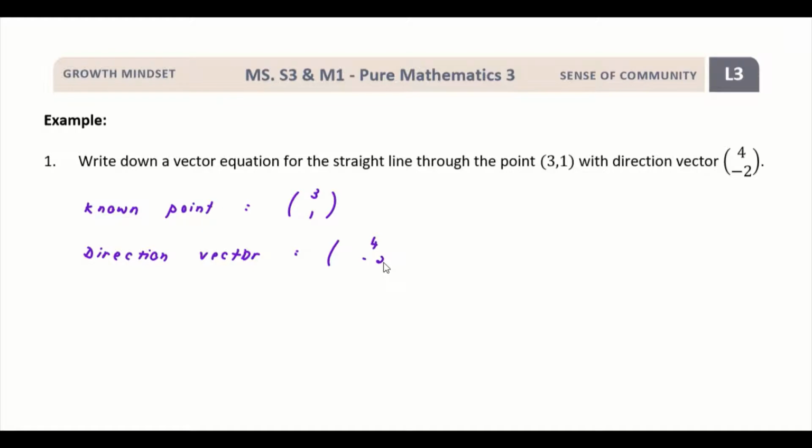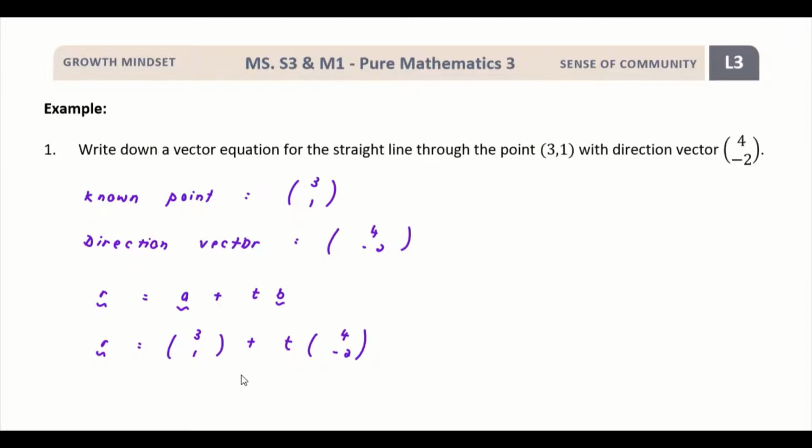After you get this, you just put it in the vector equation. So vector r will be equal to a plus tb, where a is the known point. So that is (3, 1), and then plus t times (4, -2), and you have the r here. Just like that, this is the vector equation. As simple as that.